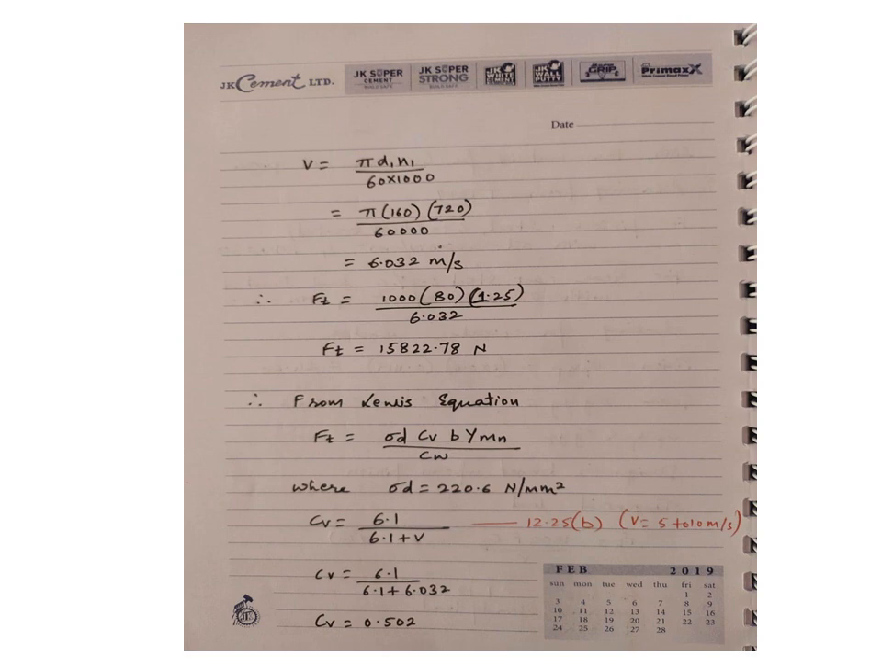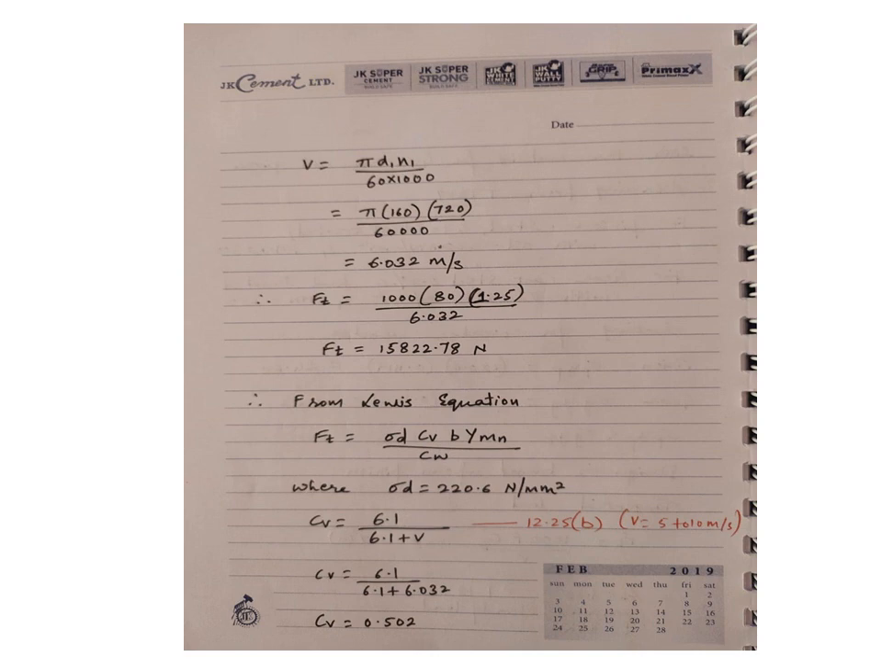Now after calculating Ft, that is the tangential load, the next part is we need to go for calculating the module. As we all know, the Lewis equation is the basic equation which is used for calculating the module in any type of gear. It may be a spur gear, it may be a helical gear, or else it may be a bevel gear. Now from the Lewis equation, Ft for a helical gear is given by sigma d into Cv into b into capital Y into mn divided by Cw, which is already present in your data handbook. Where sigma d is 220.6 Newton per mm square, Cv is 6.1 divided by 6.1 plus V, that is equation number 12.25b from your data handbook.